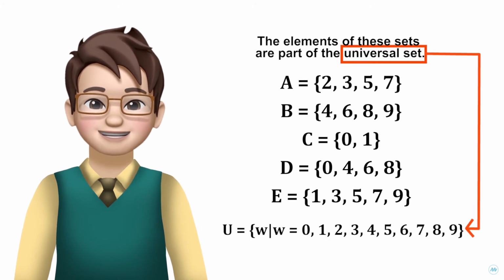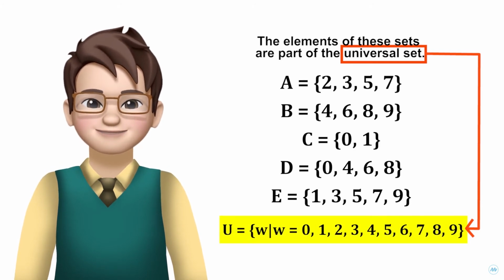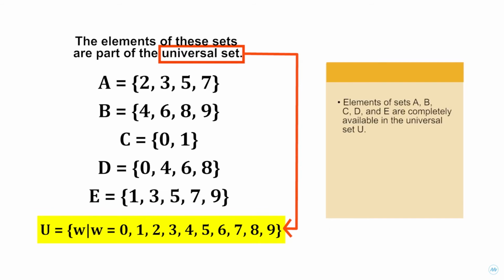Take note that the elements of sets A, B, C, D, and E are completely available in the universal set U. Also, take note that there are no elements repeated in the universal set and all the elements are unique.